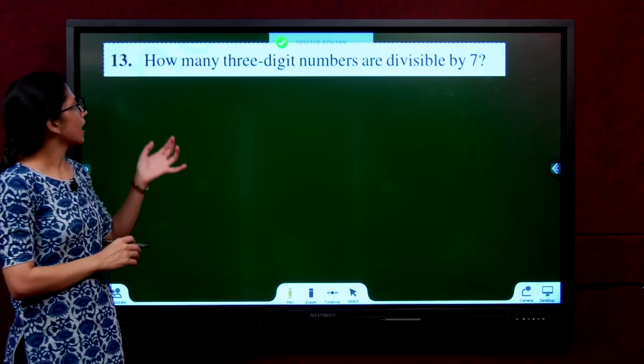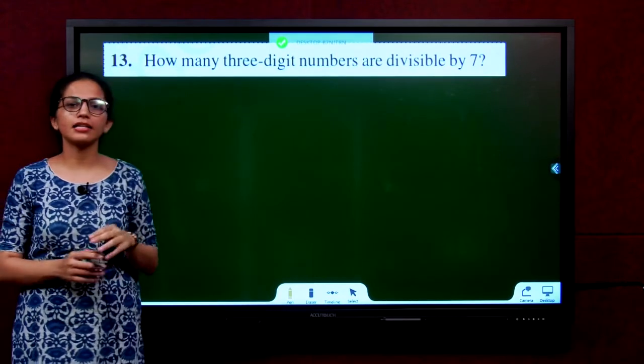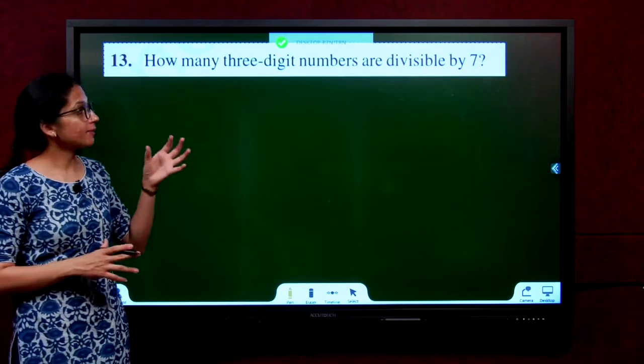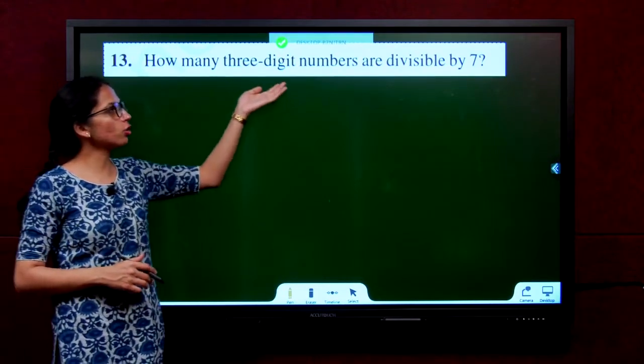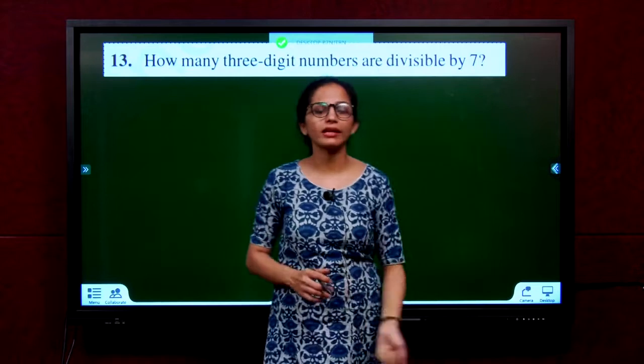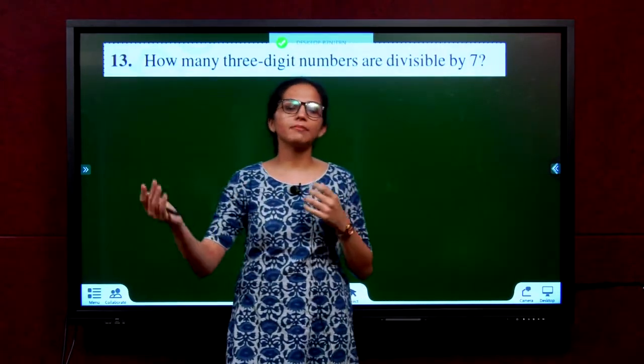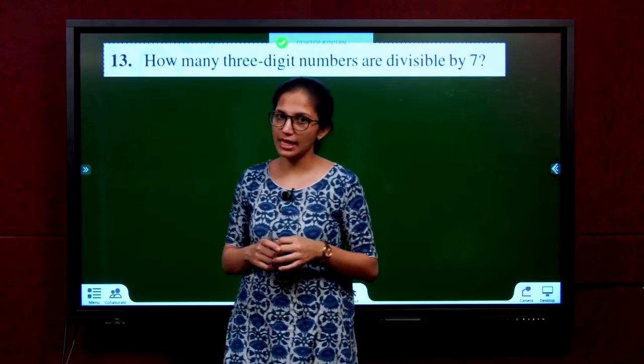Question 13. How many 3-digit numbers are divisible by 7? See, we had done a similar question earlier: how many 2-digit numbers are divisible by 3? What did we do? We took the first 2-digit number, 12, and went on to the maximum 2-digit number. That time it was 99.